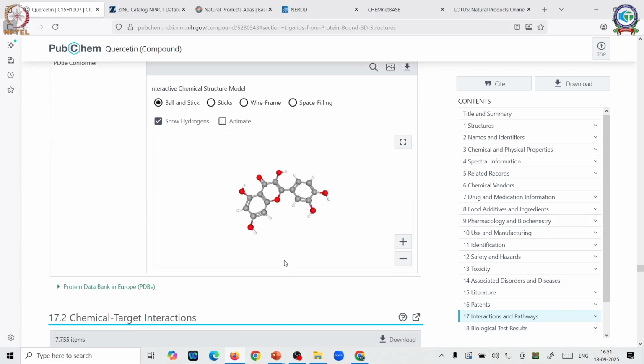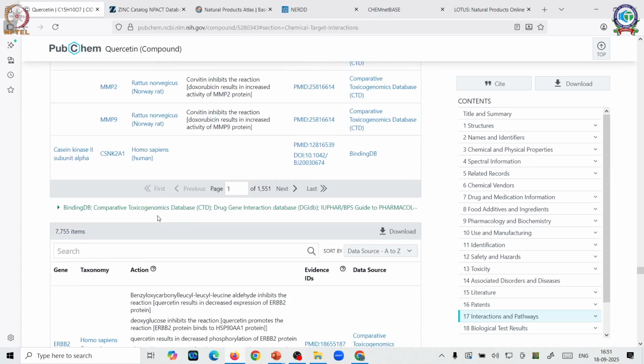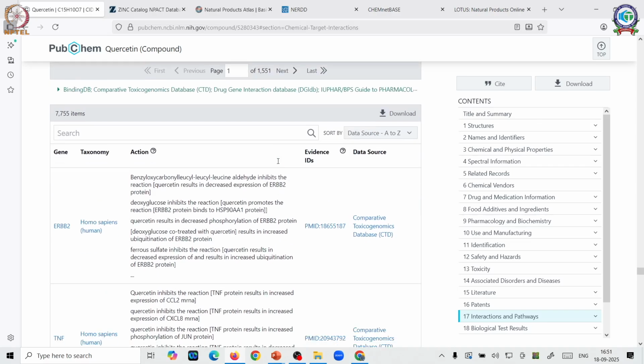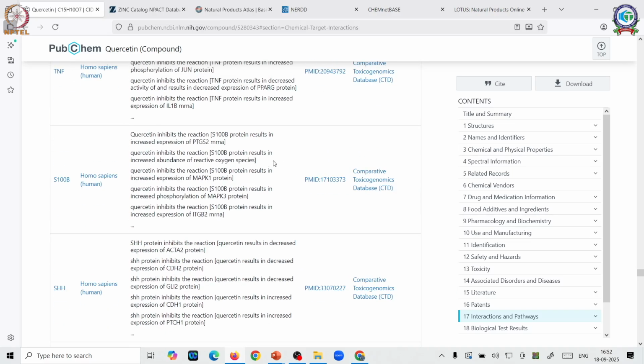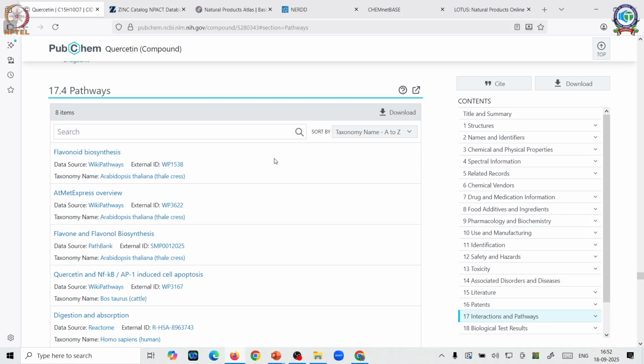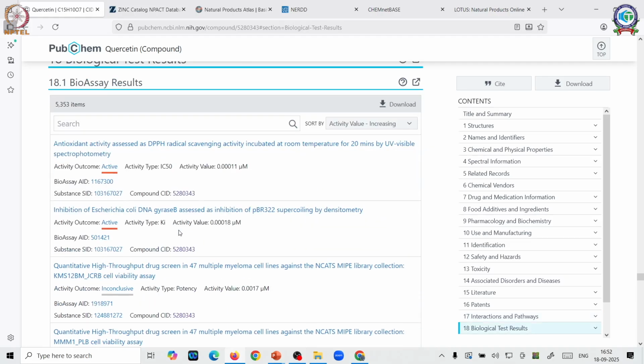The ligands, the interactions with different genes. Again, you can see the amount of data that comes up on PubChem. It's almost 1551 kinds of searches or queries it answers. And then biosynthesis. So if you want to know how it is biosynthesized, that detail is also there on this database.